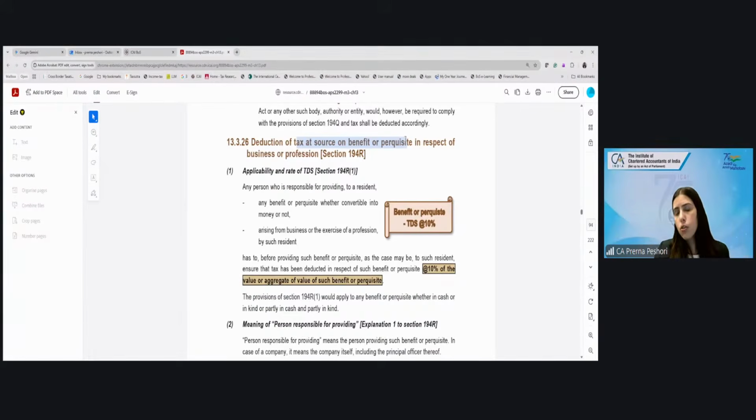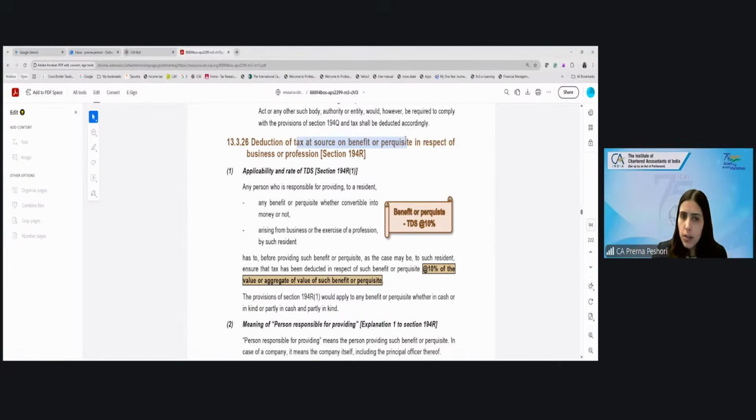When the doctors are the employees, you will deduct the TDS for the hospital under 194R. Then the hospital will subsequently treat this as a benefit in the hands of the employees and will deduct the TDS under 192, sorry. When the benefit is given in kind, how will you do the valuation?